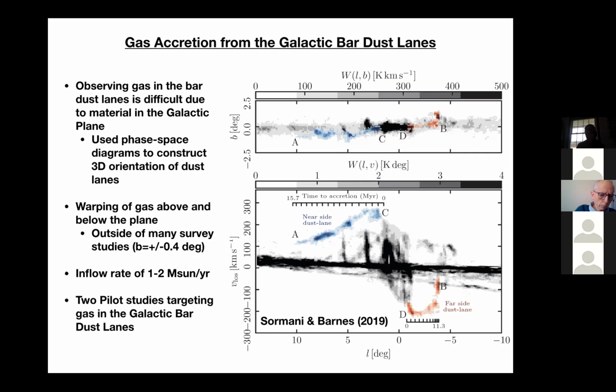So for our study, we targeted 2 regions of the galactic bar dust lanes, and I will go over the summary of those observations and then indicate where we are targeting in these 2 pilot studies.